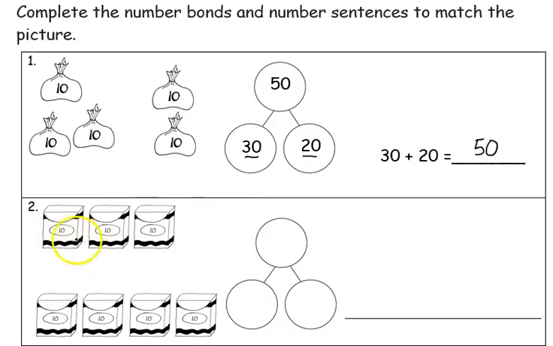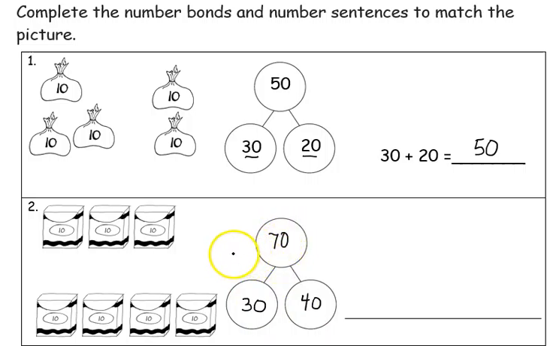Looking at my next picture, I have 3 boxes of crayons. There's 10 in each box. That would be a total of 30. Then below it, I have 4 boxes of 10. That would be 40. If I combine the two of them, 30 plus 40 is 70.